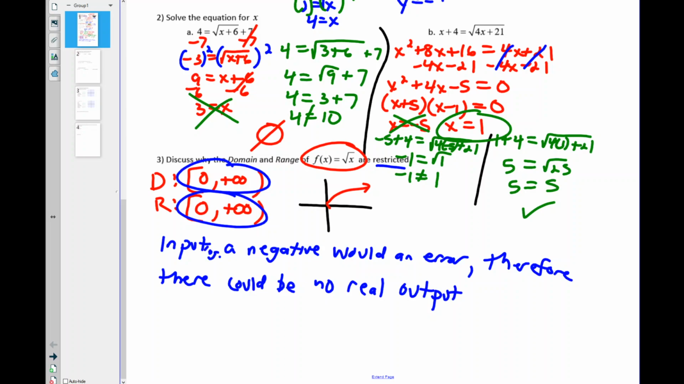I guess I did have somewhat of a sentence structure there. Inputting a negative would an error? Oh man, would cause. Would and cause? I think I liked you better when you were in the thinking man pose. Would cause an error.